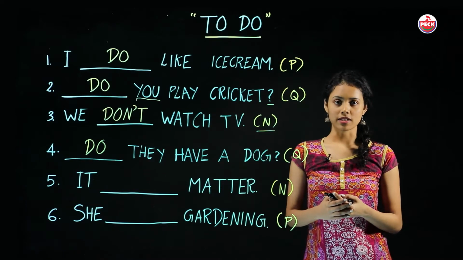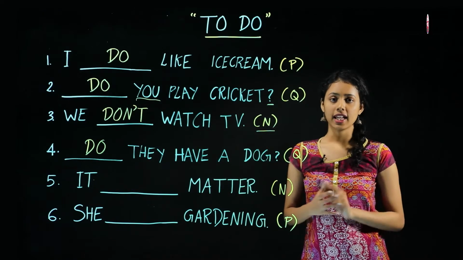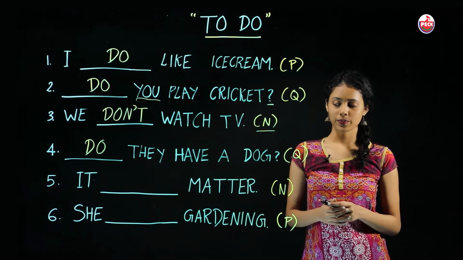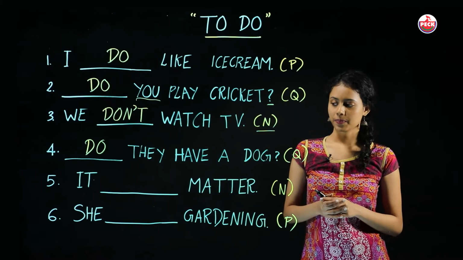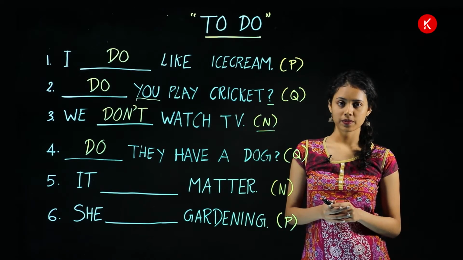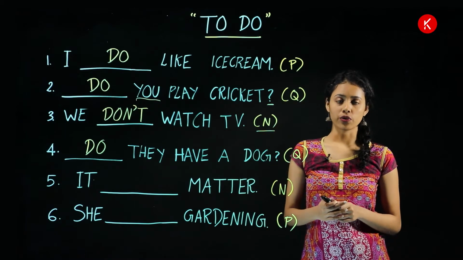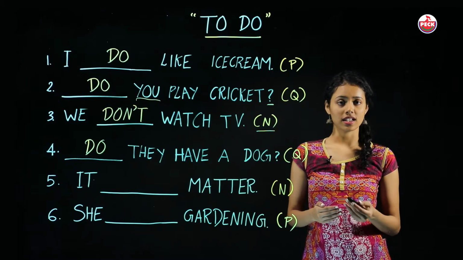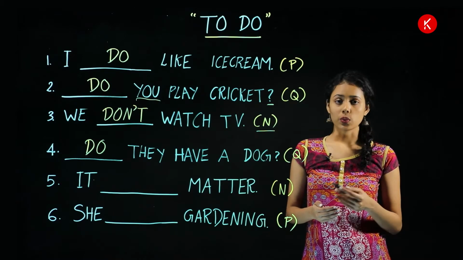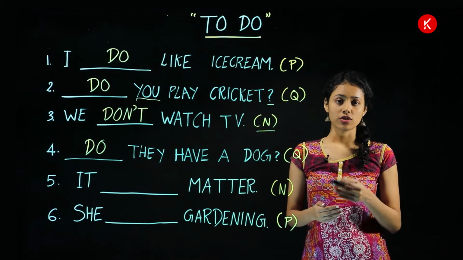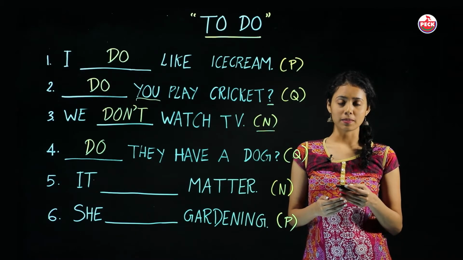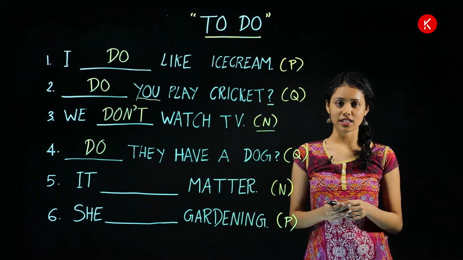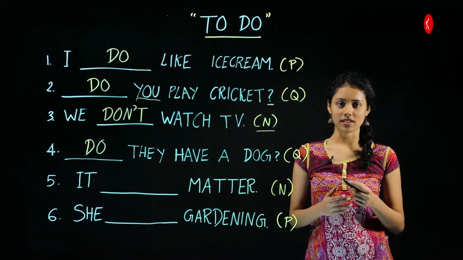It blank matter. Now we need to make it in the negative form. I used this exact sentence as an example in this video. So what would be the answer? It blank matter. So the form of to do for it in the positive sense would be does. We say it does and not it do. So we learned that to make a sentence negative, do becomes don't and does becomes doesn't. So it does will become it doesn't in the negative form. So it doesn't matter.